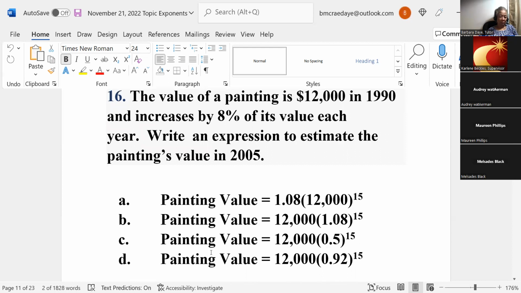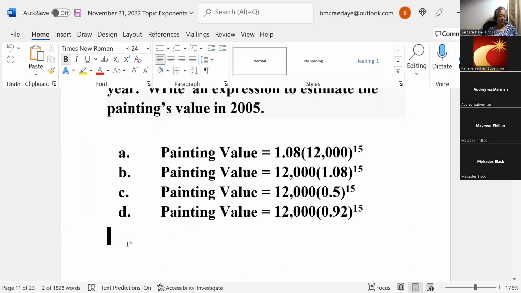B. B, that's correct. The original value, 12,000, apply the factor 1 plus the 0.08 from the 8% change to a decimal, multiply it, but raise that to the 15th power. So that would be answer B.